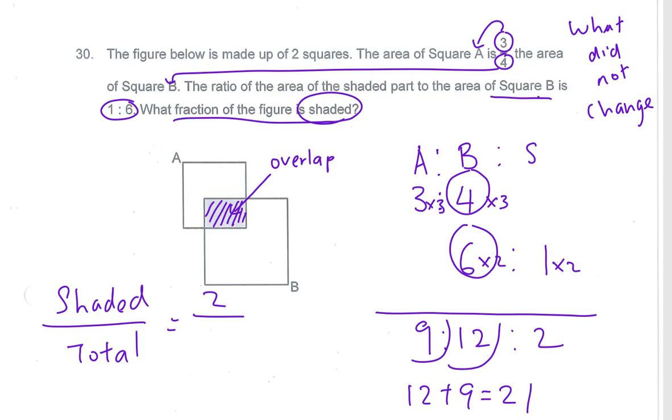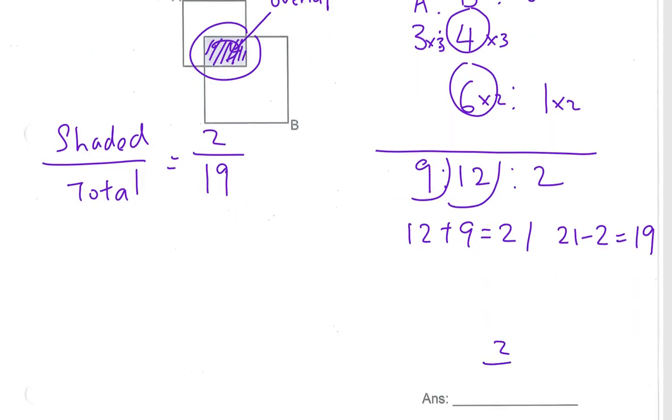Alright, now but you must understand that because of the overlap, this 21 has counted the shaded area in twice. Alright, area A has counted the shaded area. Area B has also counted the shaded area. Double counting. So because of that, this 21, I would like to take off one of the repeated overlap, which gives me a total unit of just 19. So the answer will be 2/19.